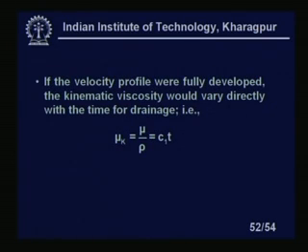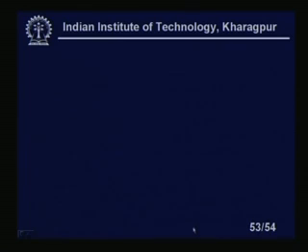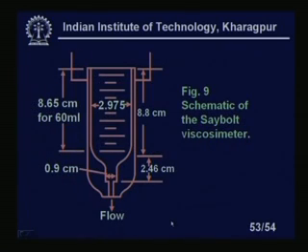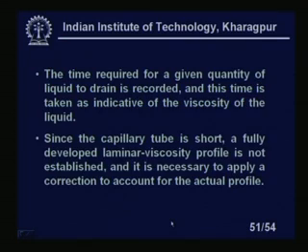If the velocity profile were fully developed, the kinematic viscosity would vary directly with the time for drainage, that is, mu k, the kinematic viscosity, which is absolute viscosity upon rho, equals C1 T, right. This we have already shown, all the dimensions we have shown here, you can see here, right.